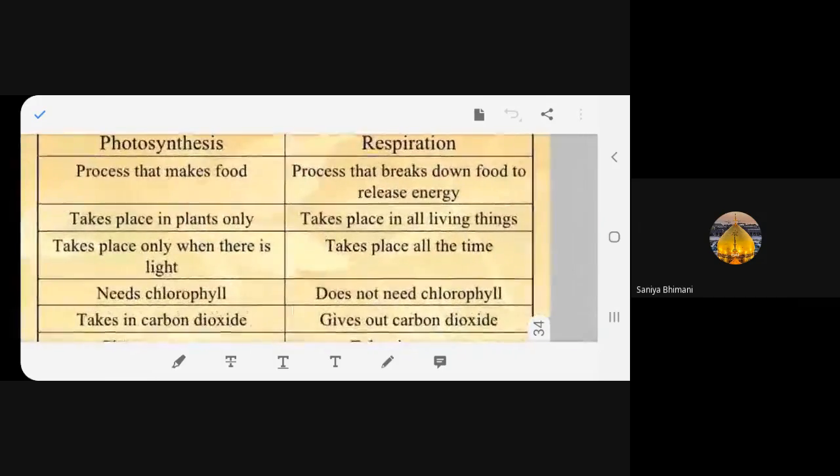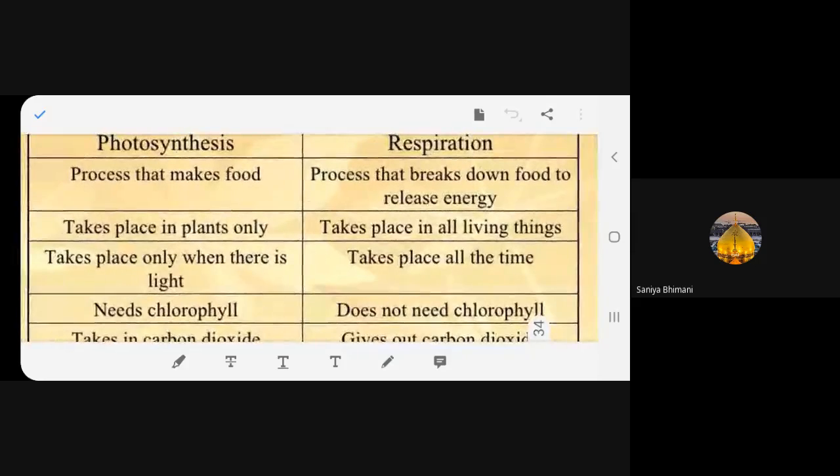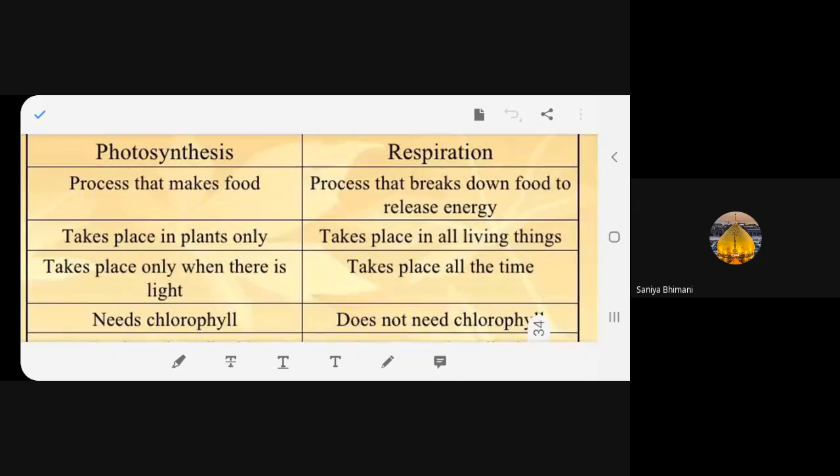Mubashira, please read. Photosynthesis, process that makes food, takes place in plants only. Vita, you are not supposed to read like that. No, not like that. Not "photosynthesis is respiration." First, you will say process that makes food, photosynthesis. Process that breaks down food to release energy, respiration. This is how you have to read, Peter.